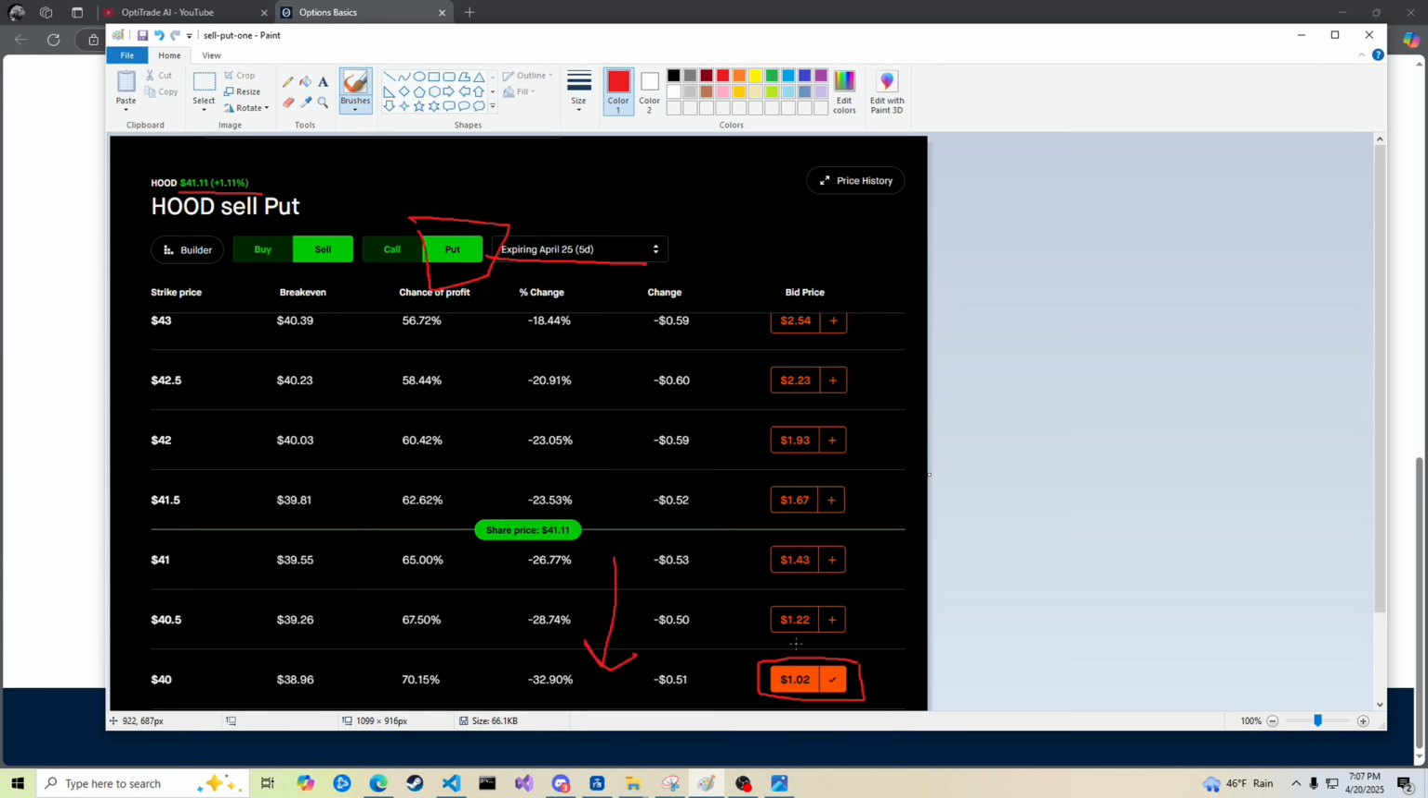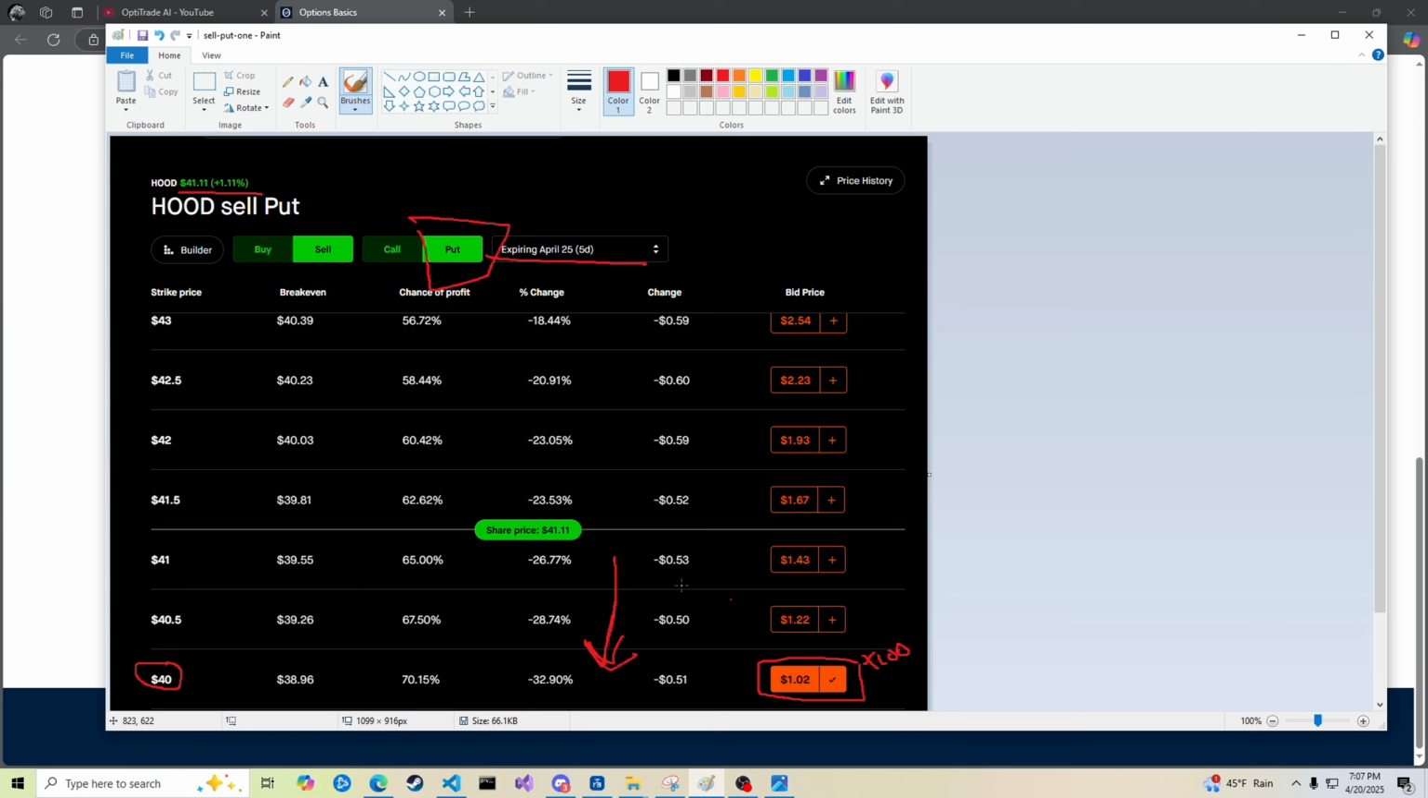Okay, so what this means at a high level is the stock is trading at $41. We are going to sell this put contract saying that if the stock drops from $41 to $40 or below, we will buy 100 shares of Robinhood at $40. And with doing so, we will collect $1.02, or again, you have to times this by 100, so $102.